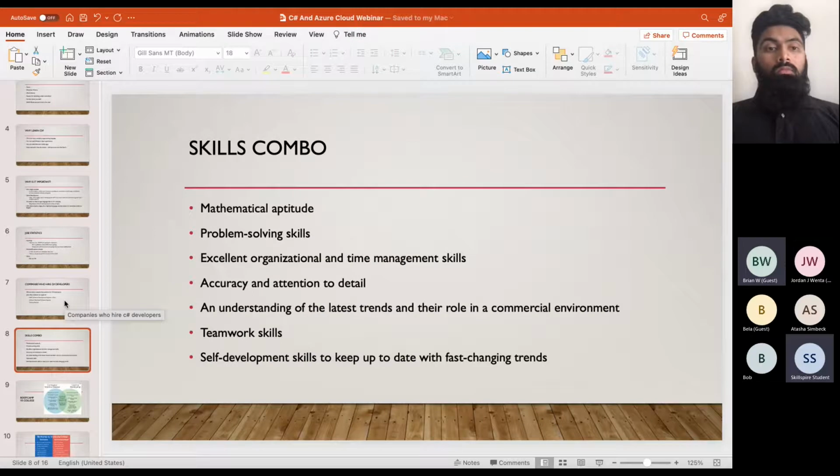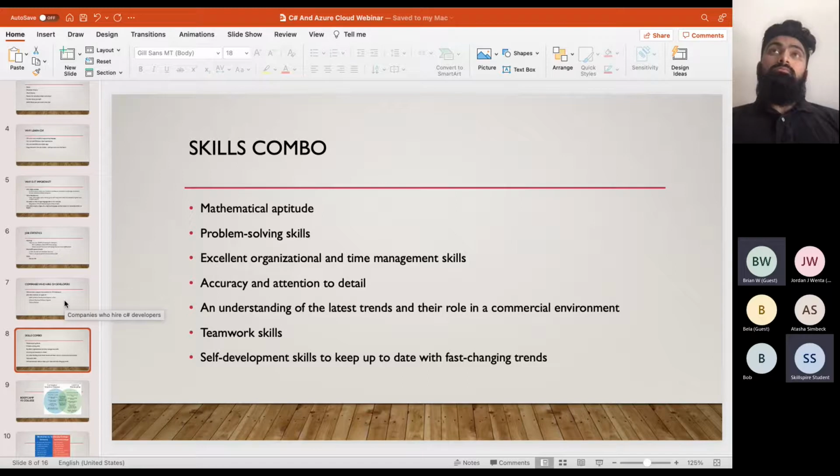So skills combo, what do you need? You want to know a little bit of math. I'm not saying that you need to know calculus or really high level math, but basic math is something you should know. Problem solving skills: you want to be a person that likes to problem solve, and who can think about a problem, pick it apart, and find solutions. We talk about that in the course, how do you take a problem and break it apart?